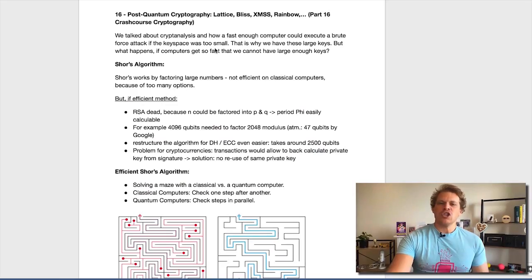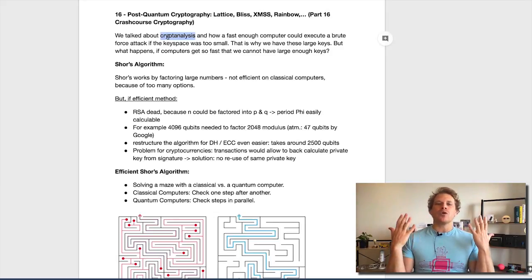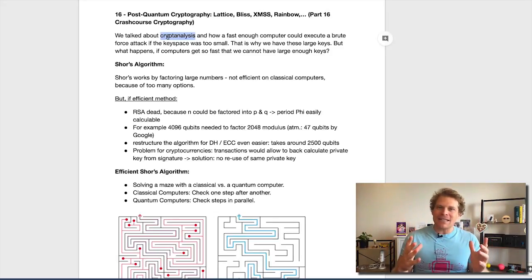So we're going to talk about some very fancy things like lattice, BLISS, XMSS, Rainbow, and so on. Let's dive right into this and think about what these things actually mean and why we might need them in the future. We talked about cryptanalysis already in the past cryptography episodes, and how a fast enough computer could execute a brute force attack if the key space was not large enough. But what happens if we can't make those keys larger and larger?